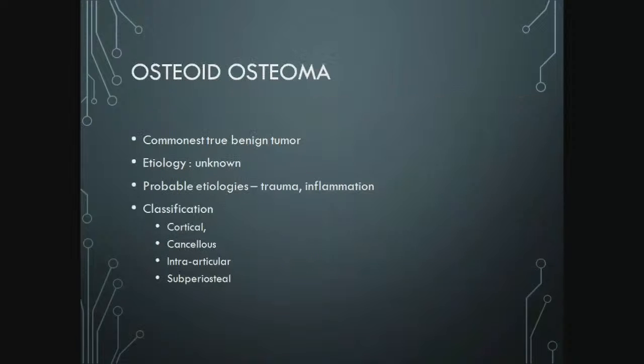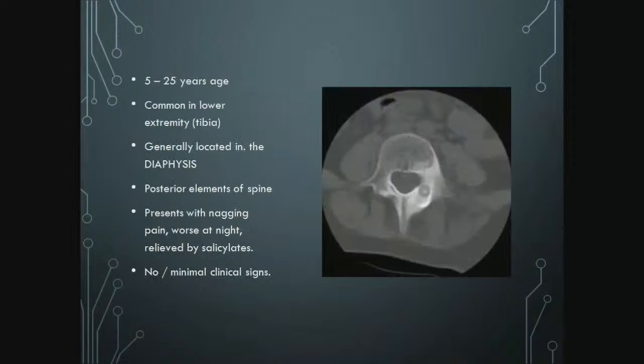Now we come to osteoid osteoma. It is the commonest true benign tumor of the bone. The etiology of the tumor is unknown. Probably the implicated etiologies are trauma and inflammation. It is classified based on the location into cortical, cancellous, intra-articular or subperiosteal. Osteoid osteoma is common at the age of 5 to 25 years.